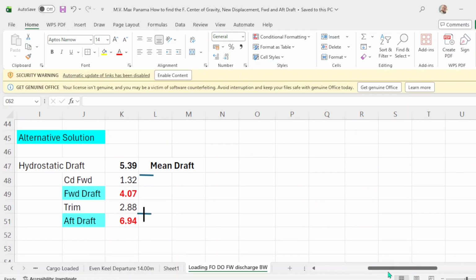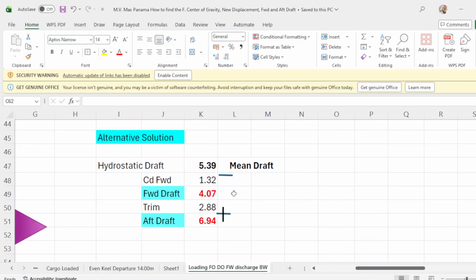And this is another solution for getting your drop. So your main drop is 5.39. You apply your change of drop forward with 1.32. Subtract this one, that will be forward drop will be 4.07, plus your trim, add your trim, then your up drop will be 6.94. So that's it, guys.